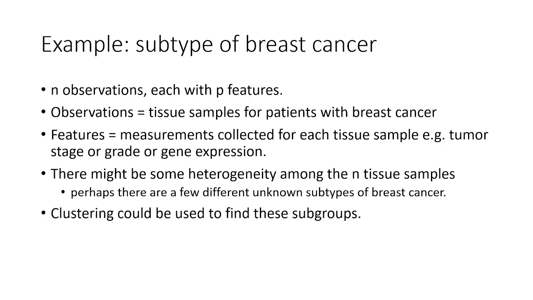There might be some heterogeneity among the n tissue samples. Perhaps there are a few different unknown subtypes of breast cancer, and you are interested in looking at how the tissues, the biomarkers or the gene expressions are more similar to each other or different from each other. So the clustering technique could be used to find these subgroups.